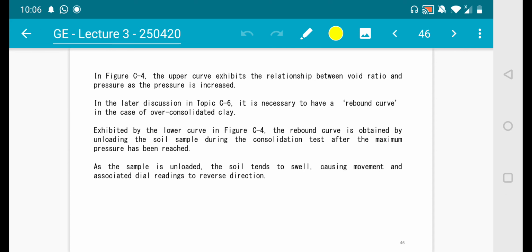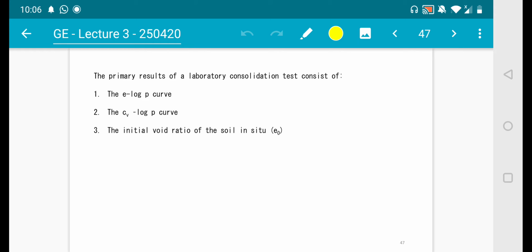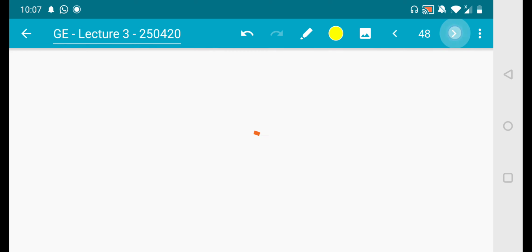So in the basic aspect of soil consolidation, you have to come up with 3 items here. The first is the e-log-p curve. Second, the CV versus log p curve. And lastly, the initial void ratio of the soil in situ. Now all of this is important when you are designing your foundation later on, so you've got to carry this information to your foundation design.